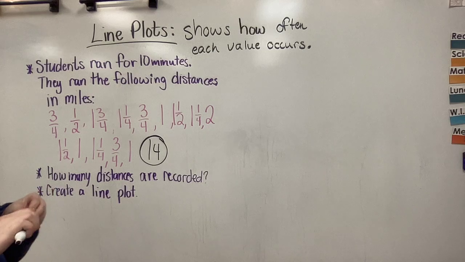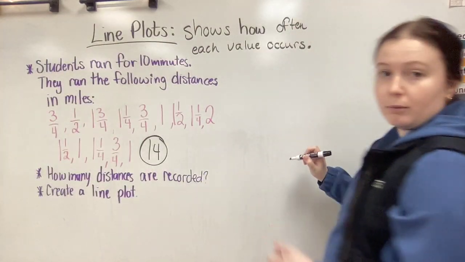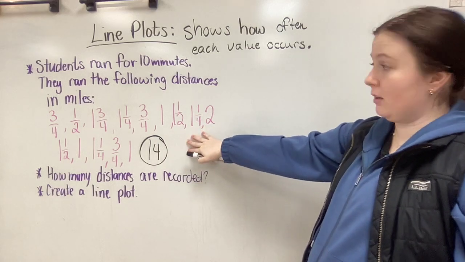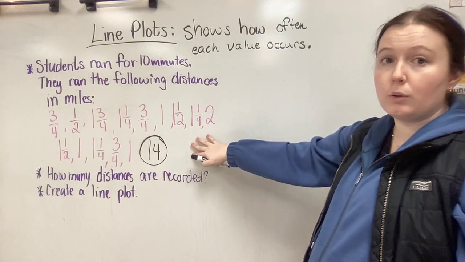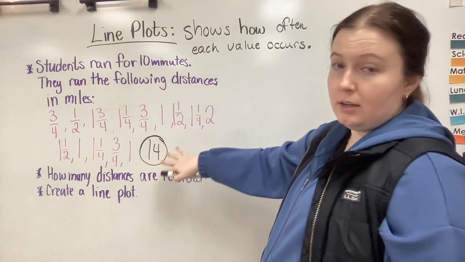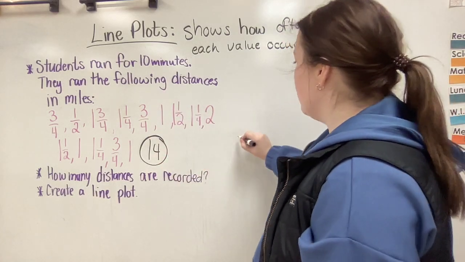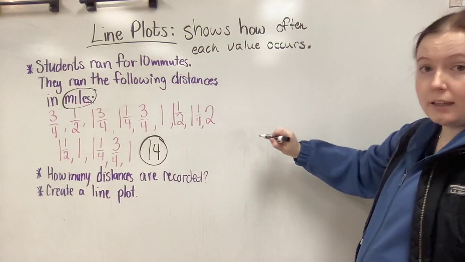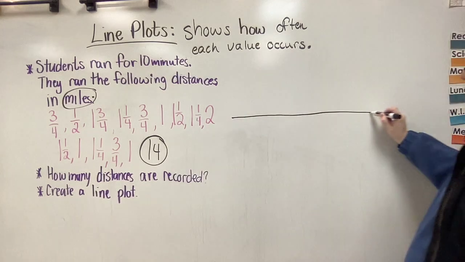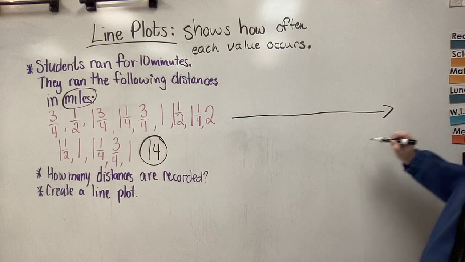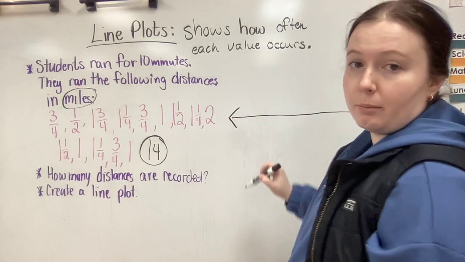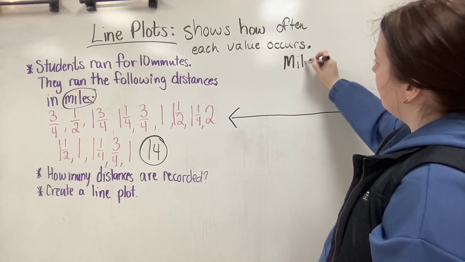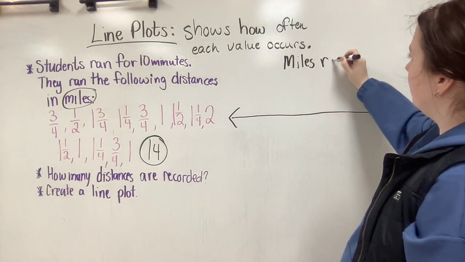So now let's create our line plot. When we create a line plot, we have to figure out what the label is of each number we're given. In this case, all these numbers are in miles, so our line plot is in miles. When I make a line plot, I'm going to make a number line essentially, and put arrows on both ends. I'm going to label it miles ran.